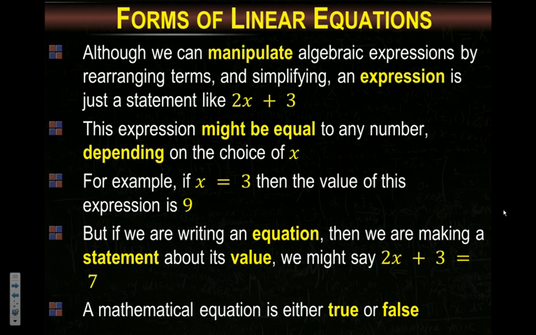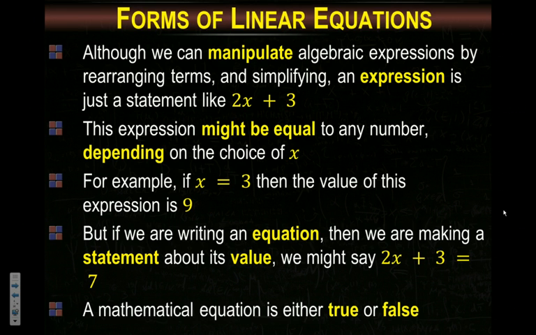In order for it to become an equation, the expression has to add an equal sign, okay? So now if I say 2x plus 3 equals 7, x can only hold one value for that to be true. If x holds a different value, it becomes false. So x in this case has to be 2, right? 2 times 2 is 4. 4 plus 3 is 7. If x is anything other than 2, it becomes false.